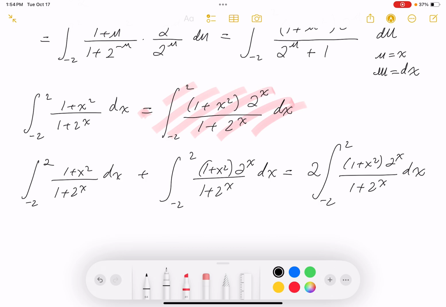Oh, I had two. I'm sorry, there's two of them there. I said add to both sides, by the way. Let me take a look at that, make sure I did that right. Yeah, add it to both sides.